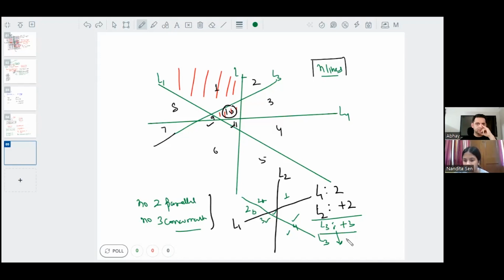Now, thinking upon this, just try to develop the process. If we draw the fourth line, it will pass through 4 regions and divide them, so another 4 will be added. So till n, what would be the formula? 1 plus n into n plus 1 by 2 regions. Right, so this is how you need to think it through.